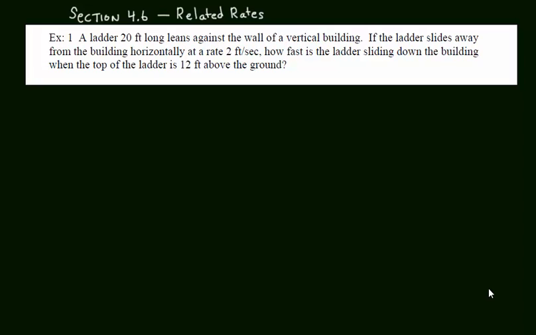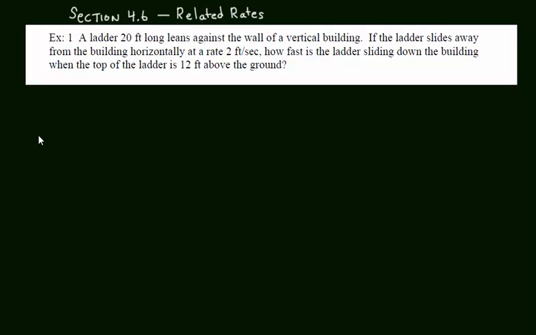A 20-foot long ladder leans against the wall of a vertical building. If the ladder slides away from the building horizontally at a rate of 2 feet per second, how fast is the ladder sliding down the building when the top of the ladder is 12 feet above the ground?